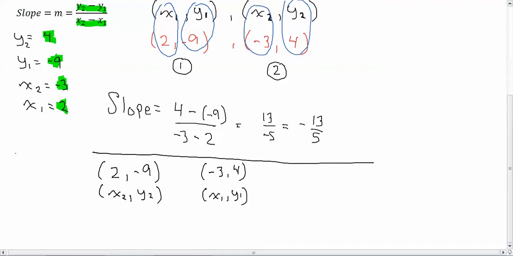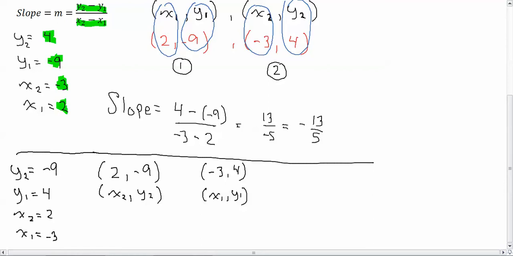So we're going to make our list again, except the values are going to be a little switched. So my y2 in this case is going to be negative 9. My y1 is equal to 4. My x2 is equal to 2. And my x1 is equal to negative 3.